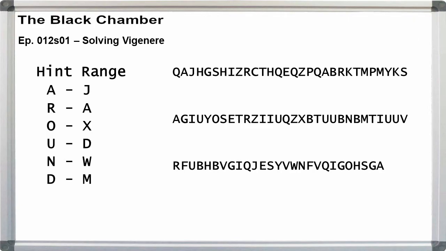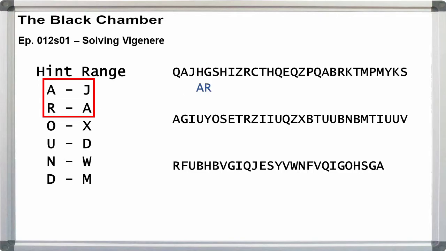Okay, we now have acceptable ranges for each of our hint word letters, so we can try placing them in the message. Starting with position 1 in our crypt, the placement fails because Q is outside the range A through J for hint letter A. Position 2, A passes, but J fails for R through A. Position 3, J passes, but H fails.